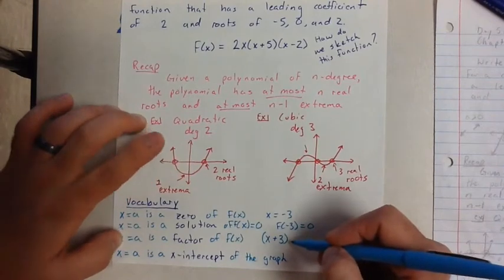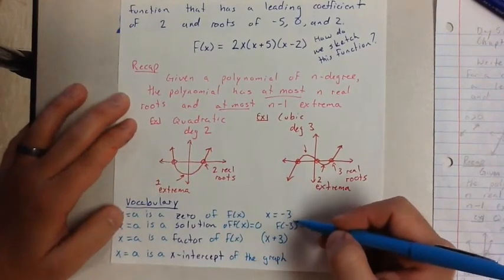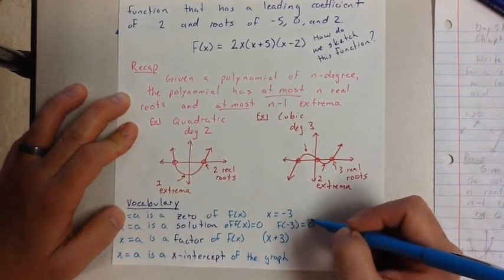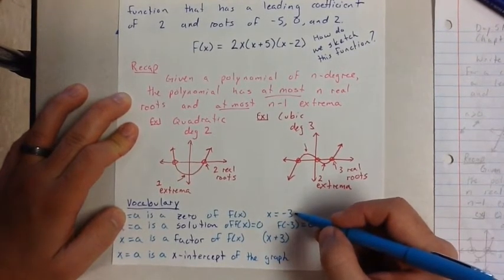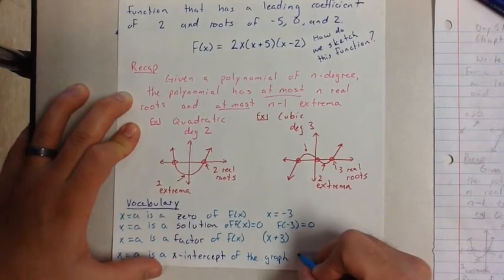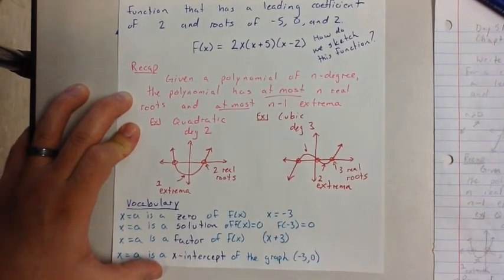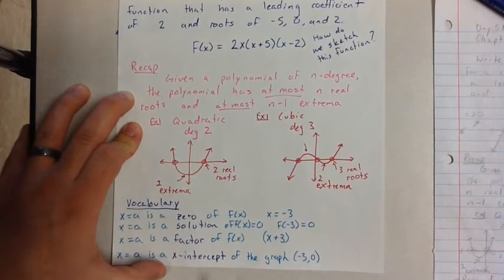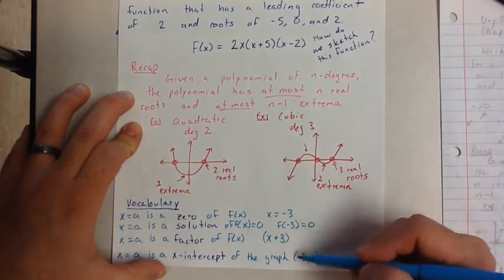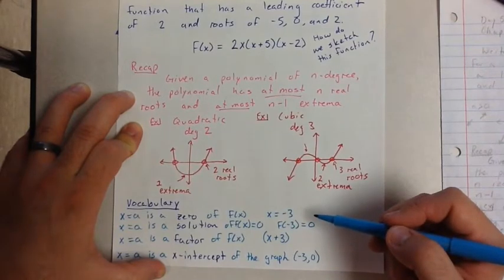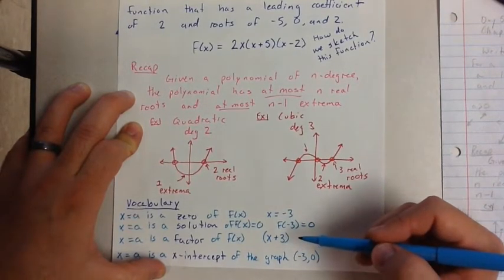So we have x plus 3 as the factor, which tells us that at -3 our function will equal 0, and gives us a 0 of -3, and on the graph will give us this point. So there are different words revolving around the same idea. Just wanted to go over them before we move forward.